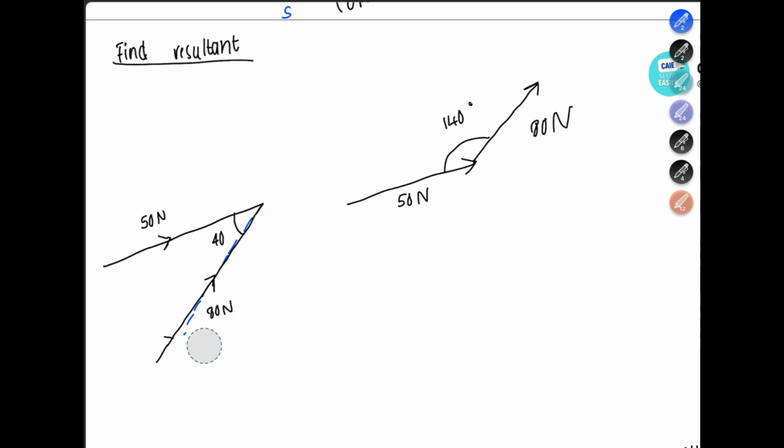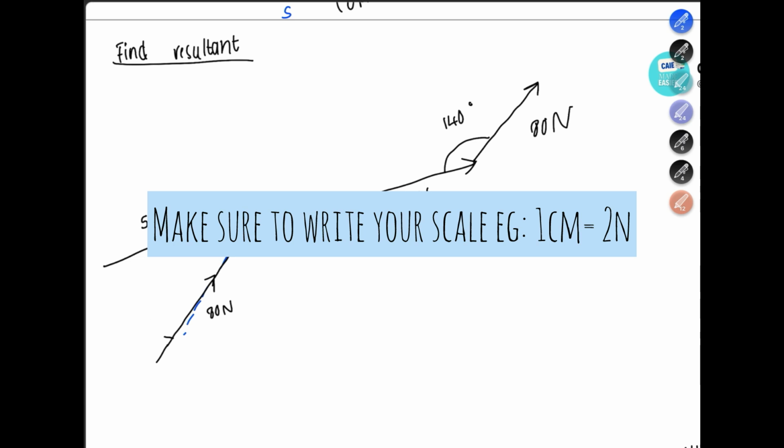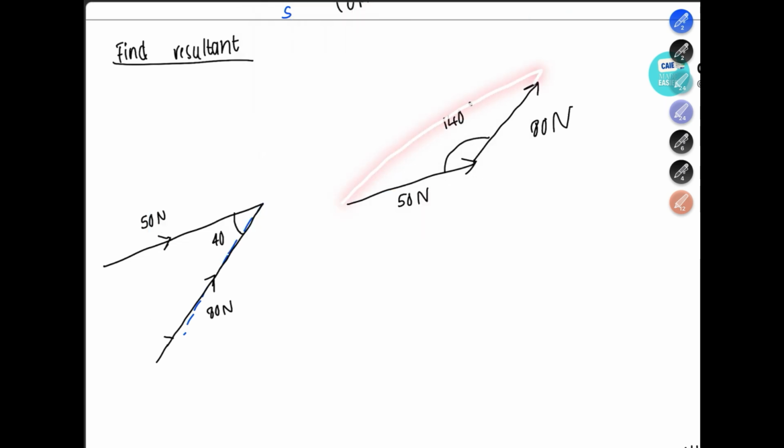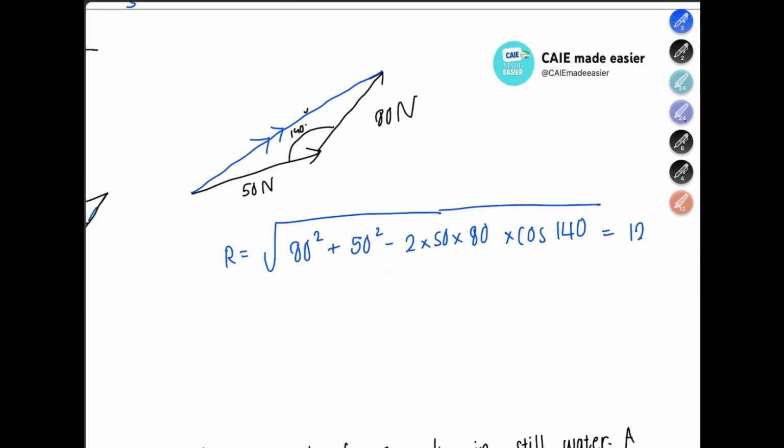So now if you have a scale diagram, you can do that. If you want to find it by calculation, you can do that as well. So the resultant, and what about the direction of the resultant? It's going to be upwards from the starting to the ending. So it's here. Let's find the resultant by cosine rule. It's going to be approximately 120 Newtons.